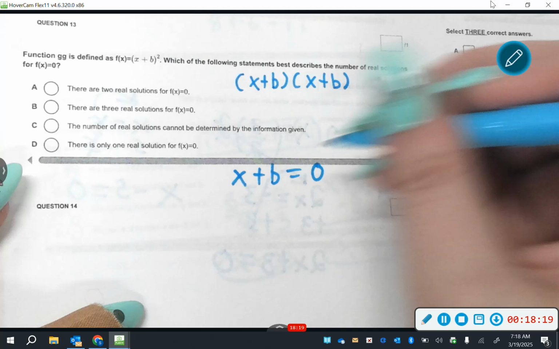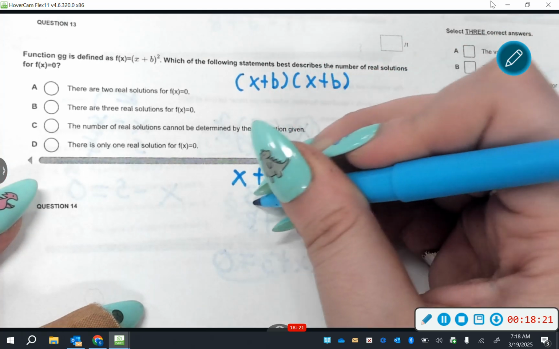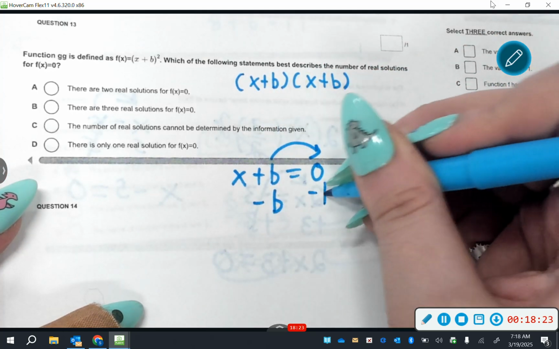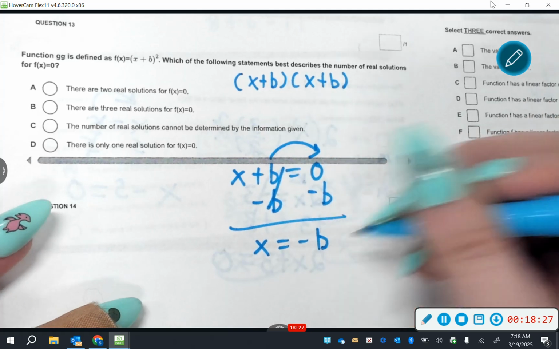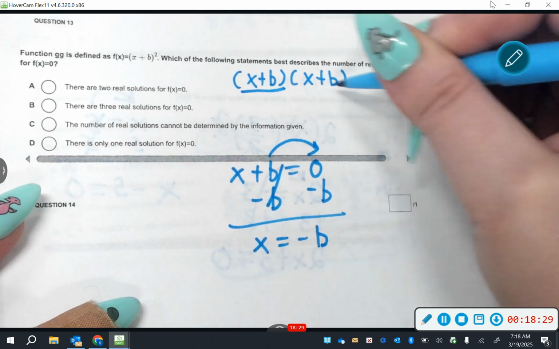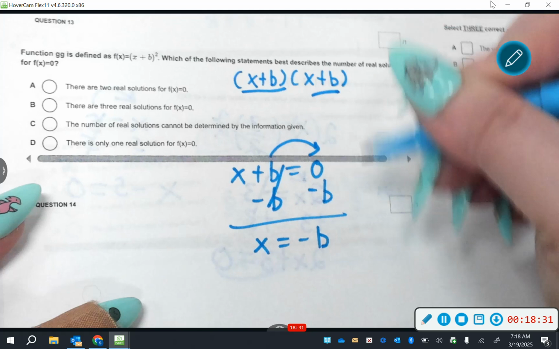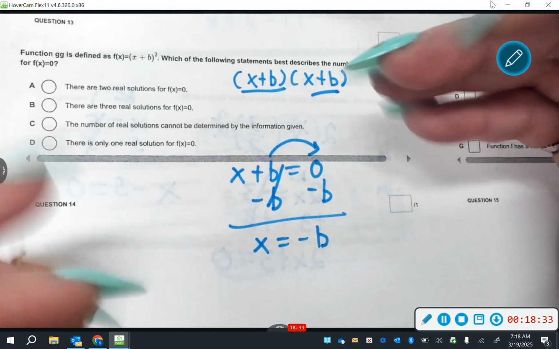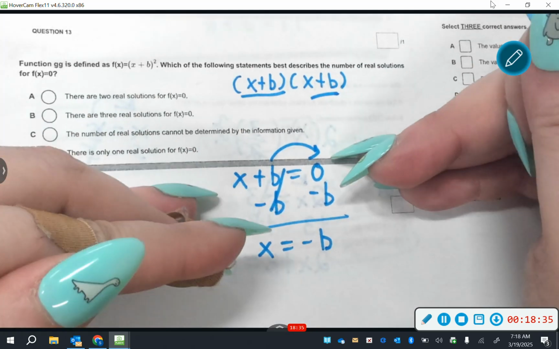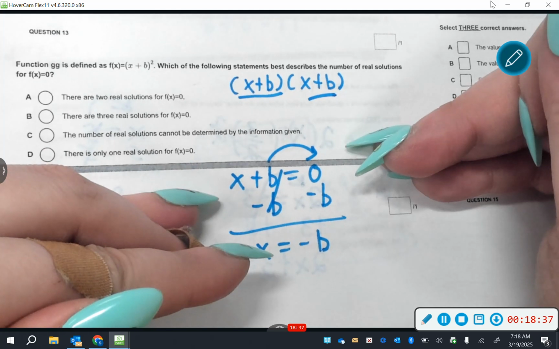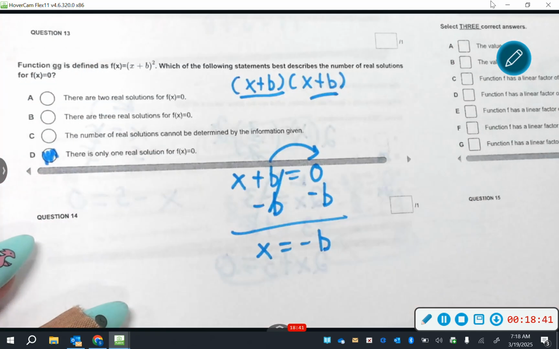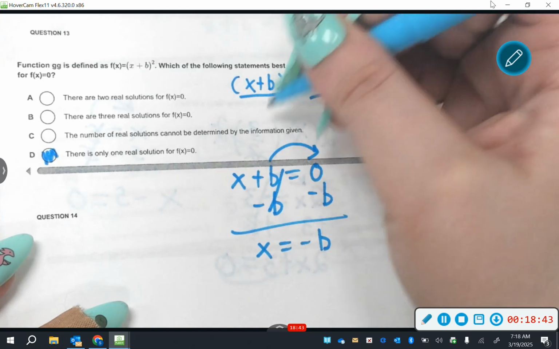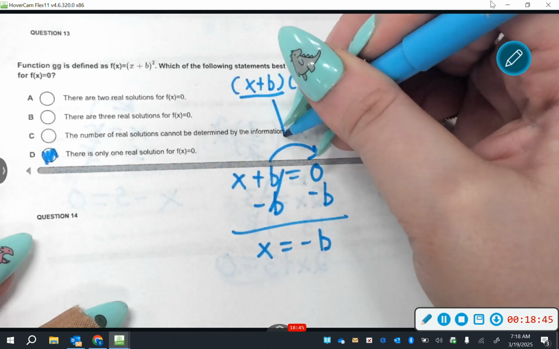If I want to get the x by itself, opposite operation, the opposite of plus b is minus b to both sides. X would equal negative b. Do you agree if we did the same thing to this one, we would get the same exact answer? If you're getting the same answer for both factors, you only have one solution. Our answer is D, because these are both going to get you the same exact thing.